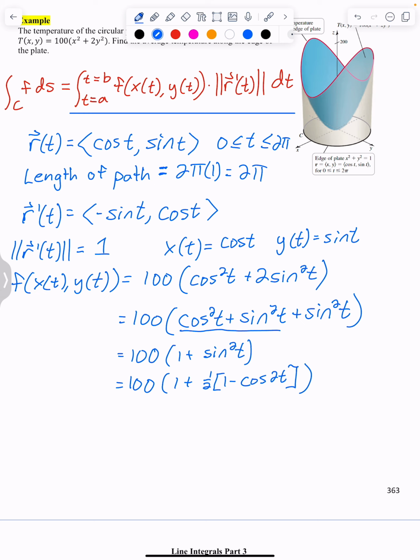So 1 plus sine squared. You guys know that at this point. This is using a trig identity. This is equal to 1/2 times 1 minus cosine 2t. If I keep the square, it's going to cause a problem in the integral. I'm going to do this eventually anyway, so I'm just going to do it now.